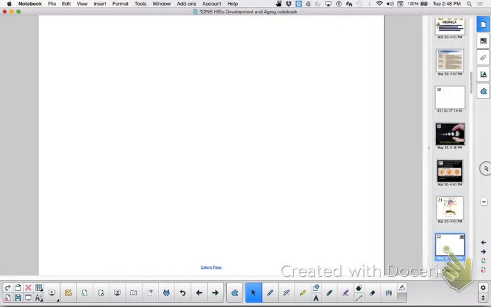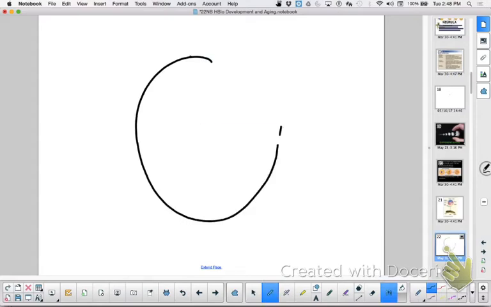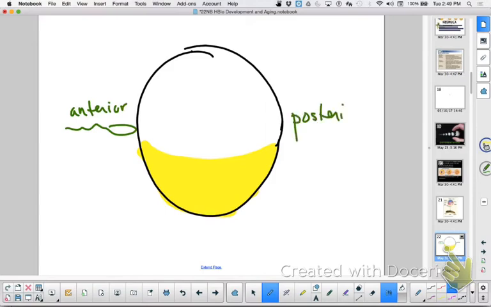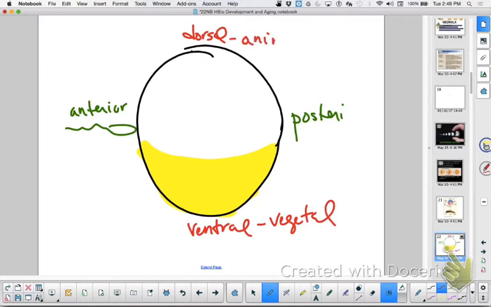And I drew a picture like this. We said this is the egg, and we talked about yolk being down here. Anterior and posterior, and dorsal. Where the sperm penetrates the egg, this is going to be the anterior end, and the other end is going to be the posterior. This is the ventral part, and this is the dorsal. And this is called the vegetal pole, if you remember, not vegetable, but vegetal. And this is the animal pole.